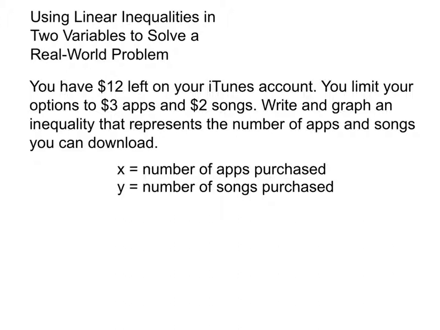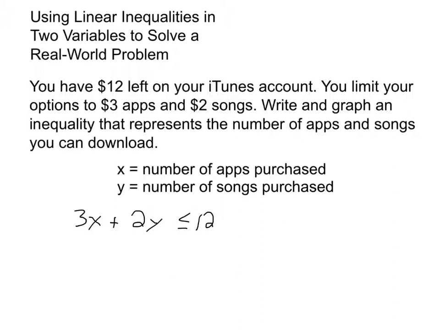So now we need to write our inequality. We know that each app costs $3, so we could say that 3x is going to be the amount of money we'll spend on apps, and 2y, very similarly, would be the amount that we spend on songs. Now we're going to add those two values together, and we can't spend over $12. We could spend less than or equal to $12, though. That would be okay.